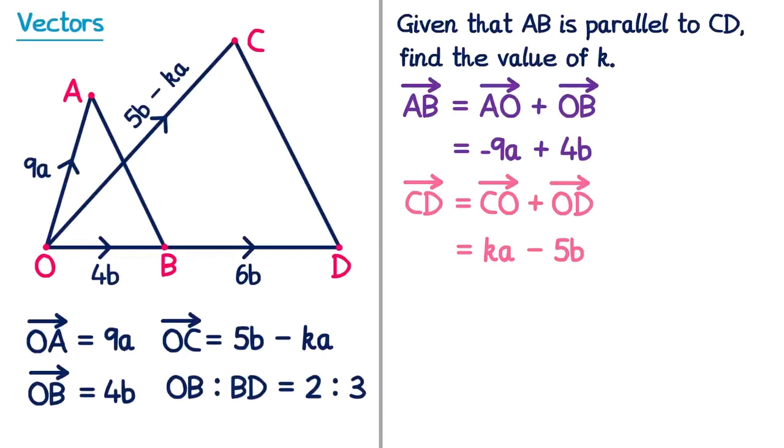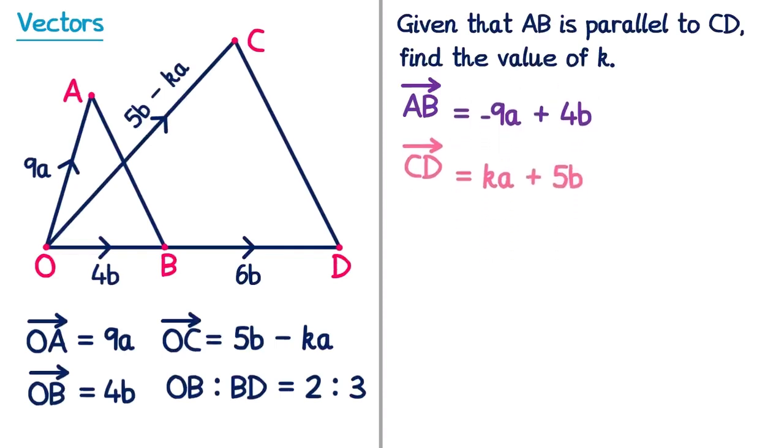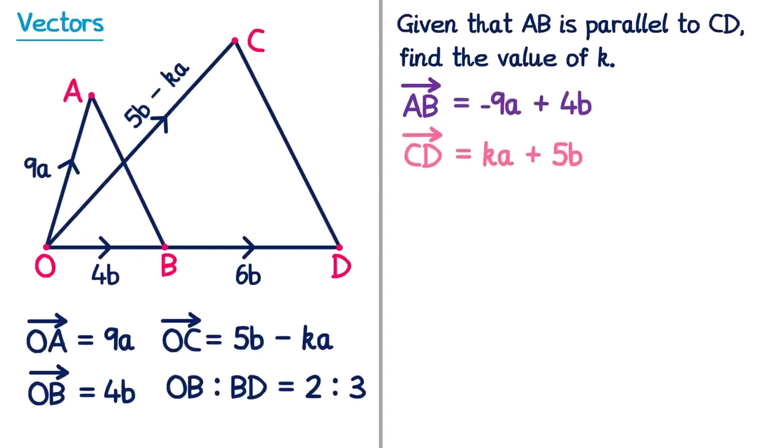So now we want the vector from O all the way to D. We can add those two together, which is a total of 10b. So it's plus 10b. There's some simplifying we can do here since we have two vectors with b's. Negative 5b plus 10b is positive 5b. So we've now written down the vectors for AB and CD.